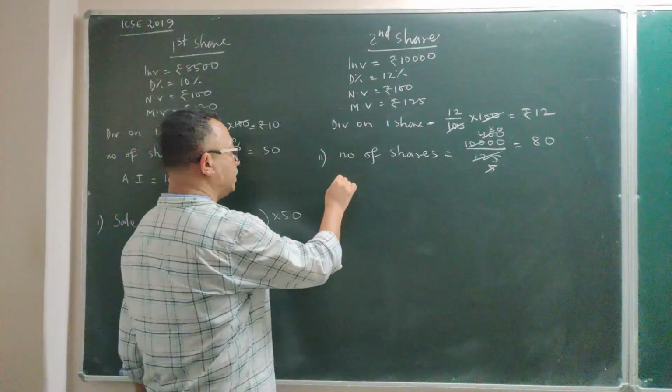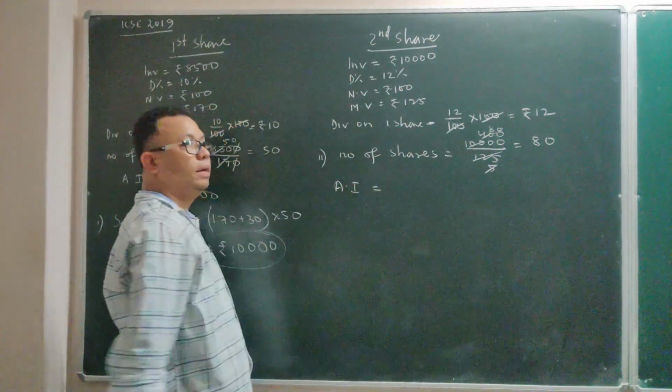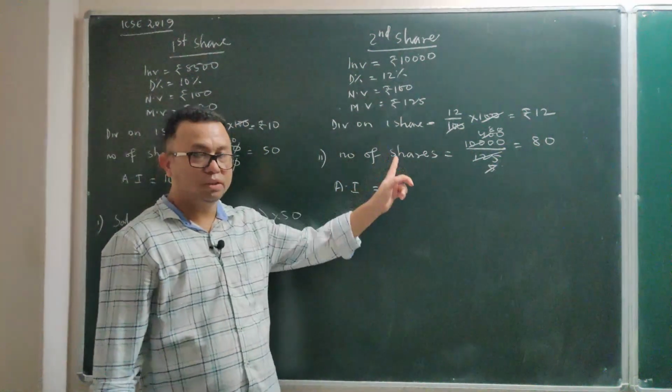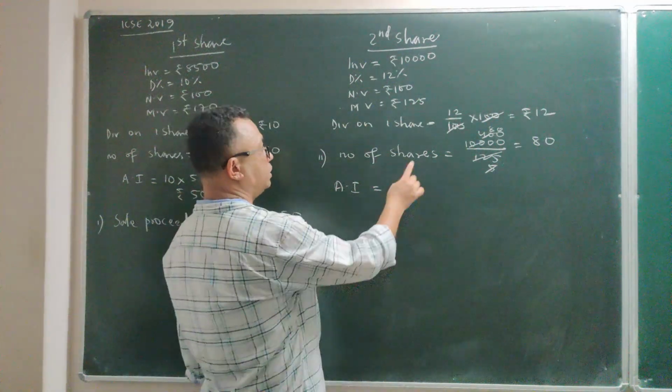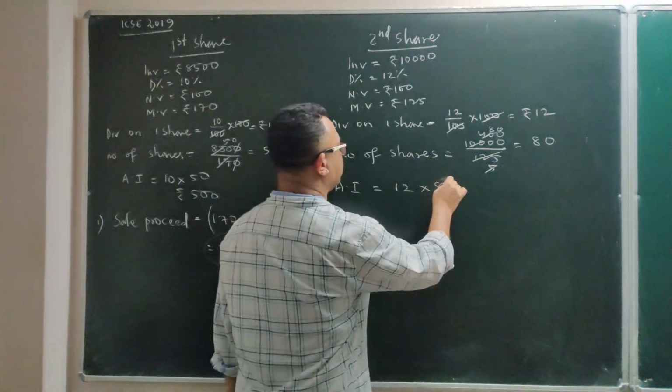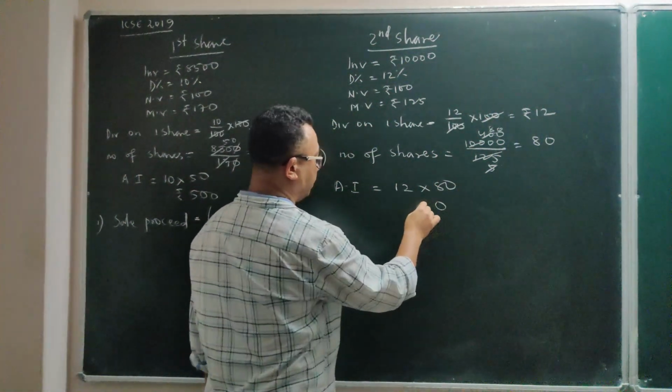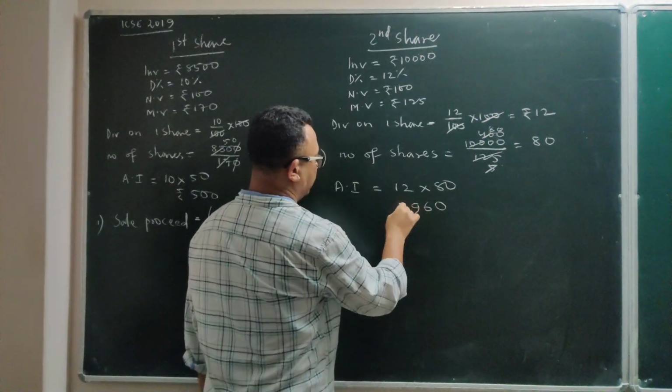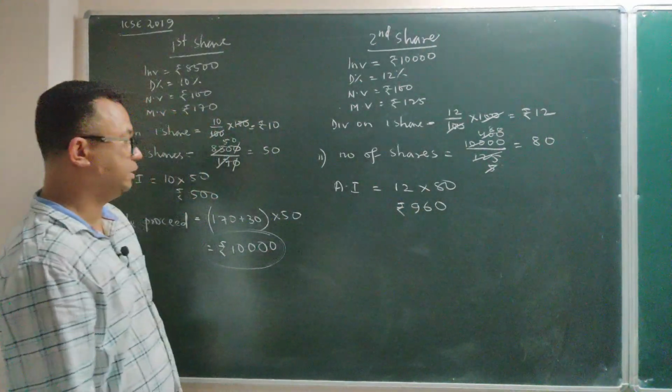Then let's find out the annual income. Annual income is dividend on one share into number of shares. So dividend on one share is 12 rupees and number of shares is 80. As you multiply, there you are, 960 rupees.